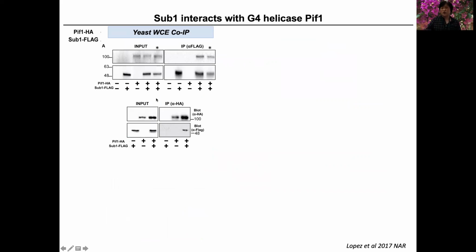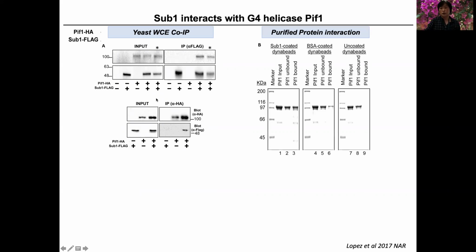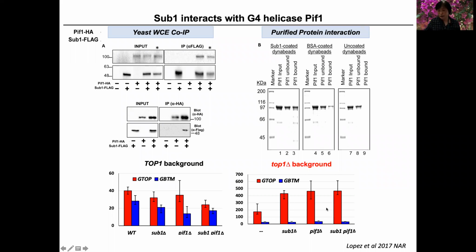So I'm going to very briefly talk about what we figured out, how this very small protein is suppressing G4 associated instability. And through a collaborator, Dr. Rainey, we found out that Sub1 is interacting with another protein called PIF1. So this is a co-IP assay using yeast whole cell extract. And this is an assay showing interaction between the two proteins using purified Sub1 and purified PIF1 in both cases.